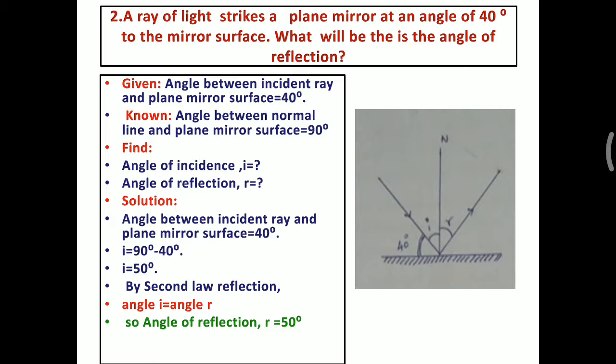They are given the angle between the incident ray and a plane mirror, which is 40. So 90 minus 40 is 50. The angle of incidence is 50. But we have to calculate the angle of reflection. By the second law of reflection, we know that angle i equals angle r. So the angle of reflection is also 50 degrees.